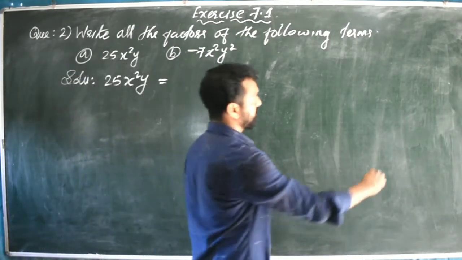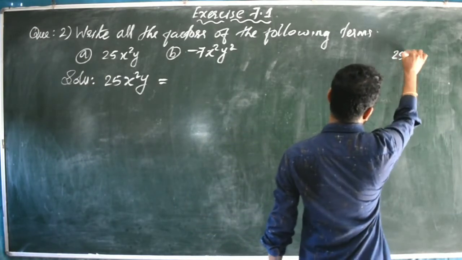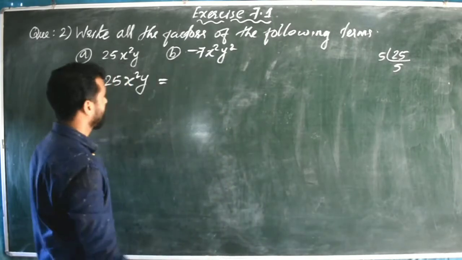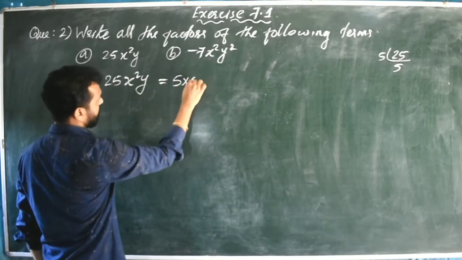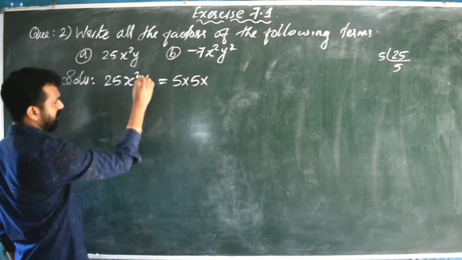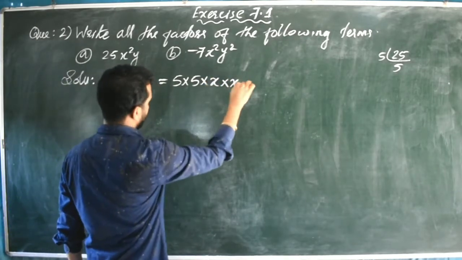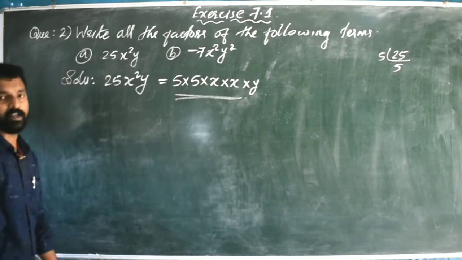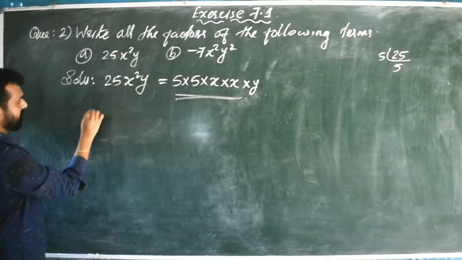For that we have to factorize the number first: 25 divided by 5, 5 fives are 25, that much only. Then 5 into x square, which we can write as x into x, into y. So 5 into 5 into x into x into y, that is the answer.